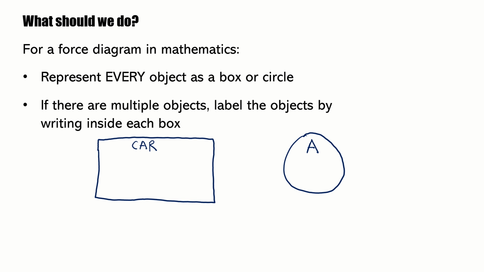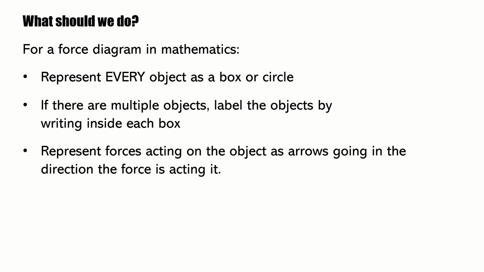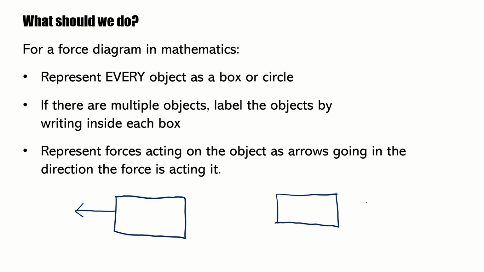The next thing to bear in mind is that any forces you draw on the force diagram are represented by arrows, with the arrows going in the direction that the force is acting in. Therefore, we could have a box, and then we could have an arrow going to the left if there is a force acting to the left. Or alternatively, you could have a box, and then an arrow going to the left into the box, towards the box.